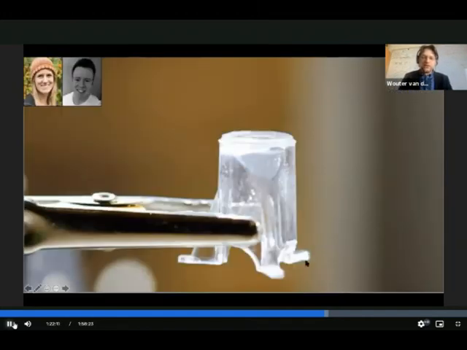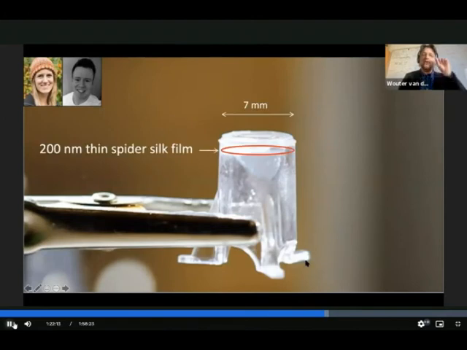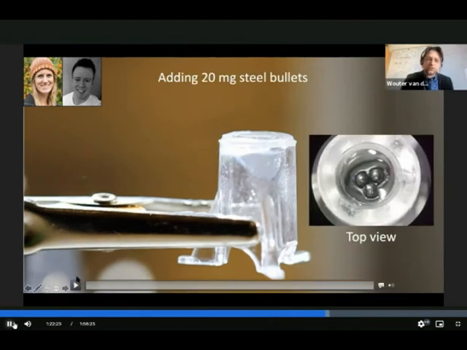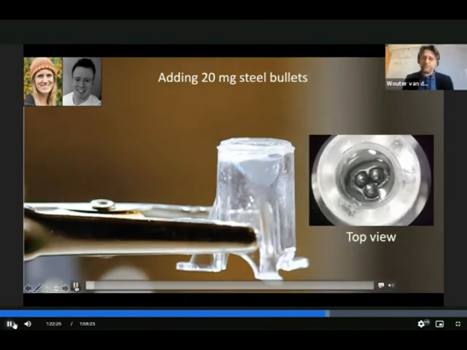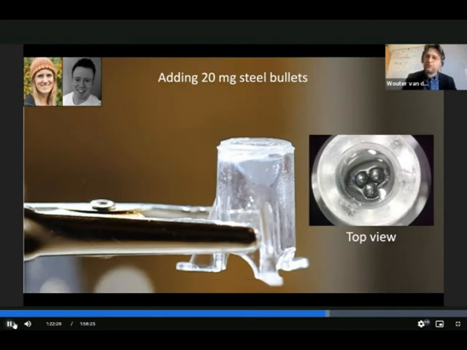Now, I just want to show you how strong this film is. This is only a 200 nanometer thin film, extremely thin. It's a 1,000th of a human hair thick, but 7 millimeter wide. And now I just want to show you how strong this is. So we load steel bullets on the top. You cannot see the film at the moment. Soon you will be able to see. Here on the top, you can see a little bit because it bends down.